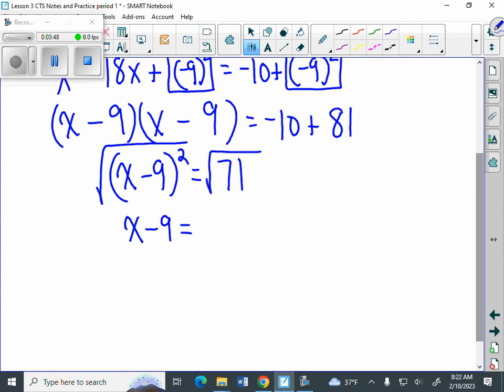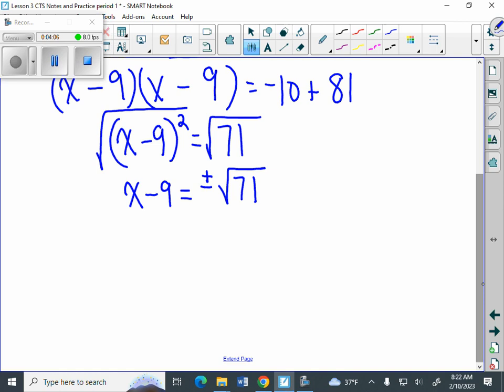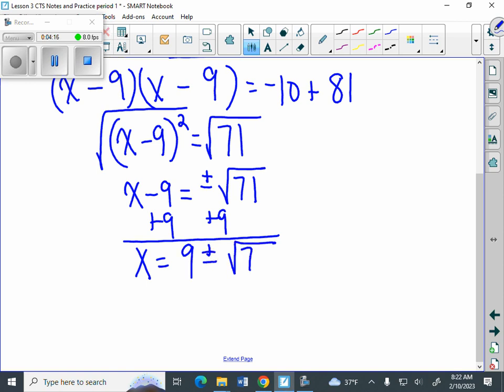When we take the square root, we need to deal with both the positive and the negative value of the square root. Most of the time in math, we just deal with the positive, but it is positive and negative, the square root of 71 in this case. And lastly, we can move this 9 over to the other side. So we end up with x equals 9 plus or minus the square root of 71. Once we have completed the square, we've solved for x.